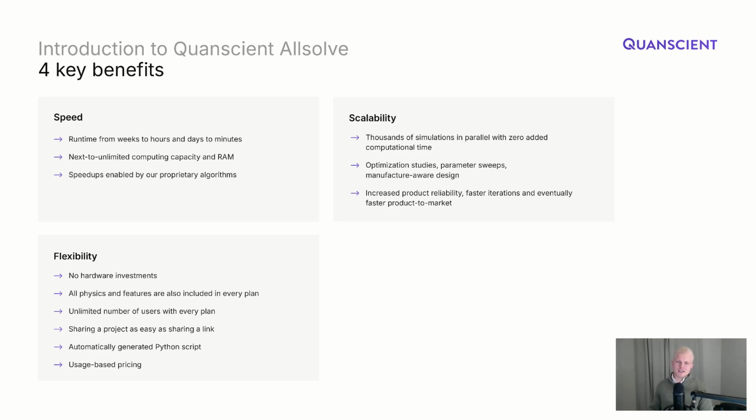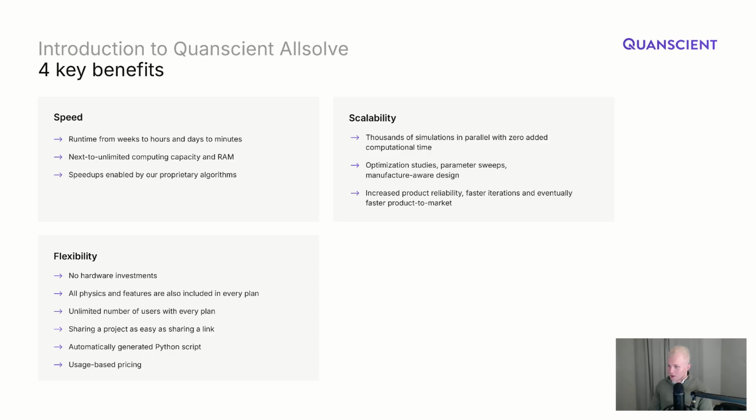Now, in terms of flexibility, there are many things actually. For one, you don't need to invest in any hardware of your own. As you purchase a plan, all the hardware is included in addition to the software. On top of that, all physics and features are also included in every plan, so there's never a need to purchase any additional modules or anything like that. Even more, there are no user limits, which means that, again, with every plan, as many users can access the platform and projects as you want. This makes collaboration as easy as sharing a link with similar access settings as with, for example, Google Drive.